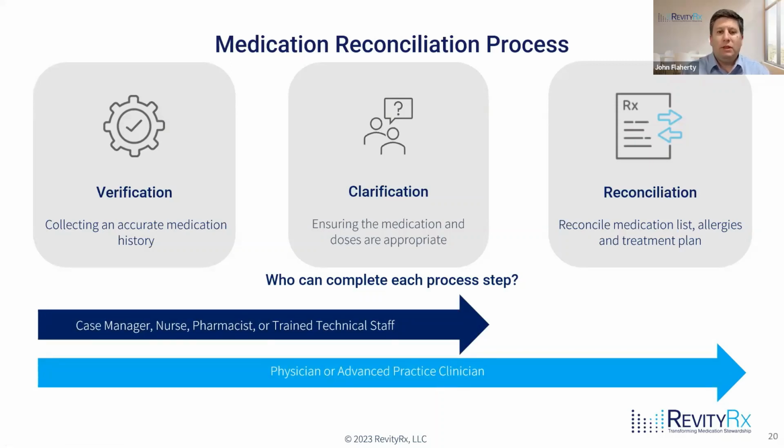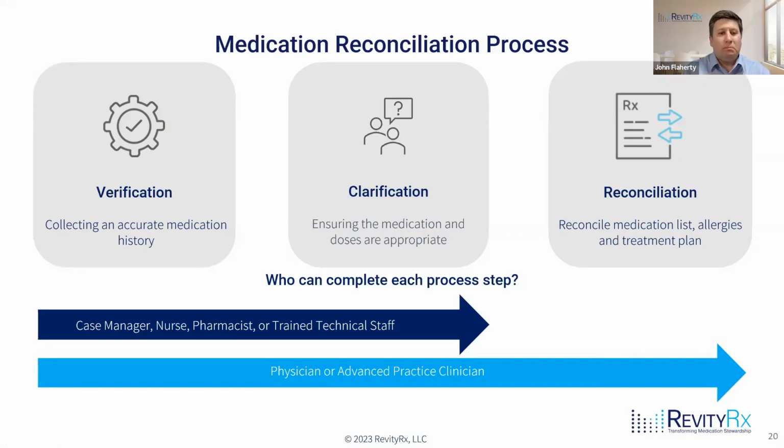So for the most part, when we think about medication history collection, which is going to be that verification and clarification step, that's really work that our case managers, our nurses, pharmacists, and other trained technical staff can do. And when we think about the reconciliation step, that's really relegated to an individual provider, either a physician or an advanced practice clinician, or depending on what state you're in, if there are certain rules and regulations that allow others to have prescriptive authority, they can complete that step.